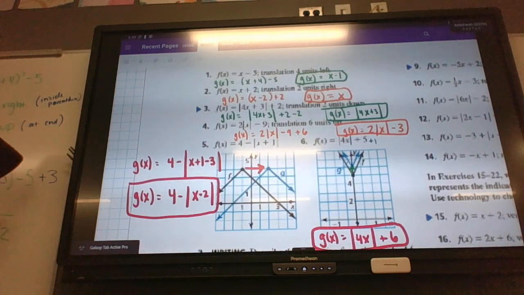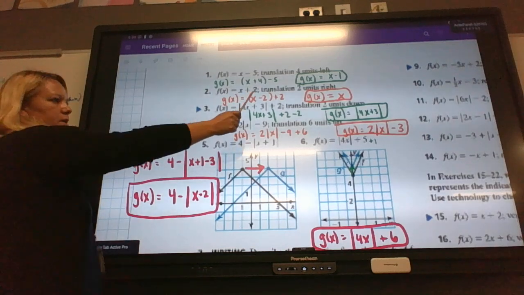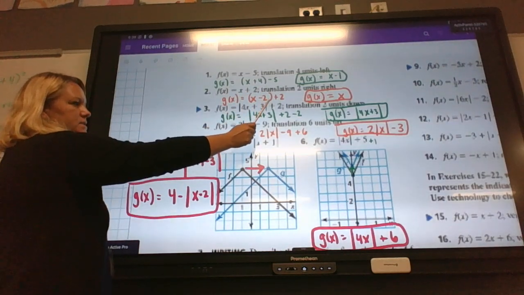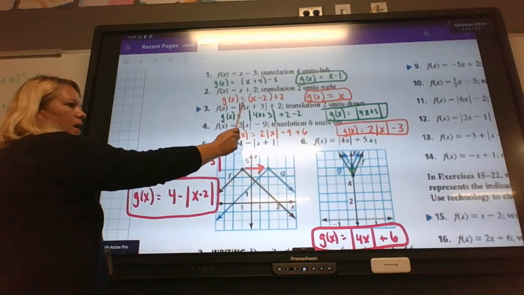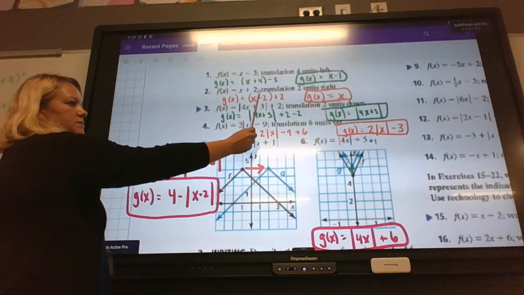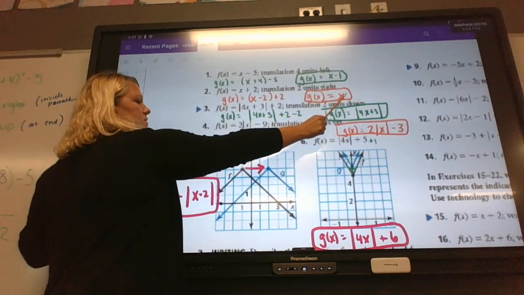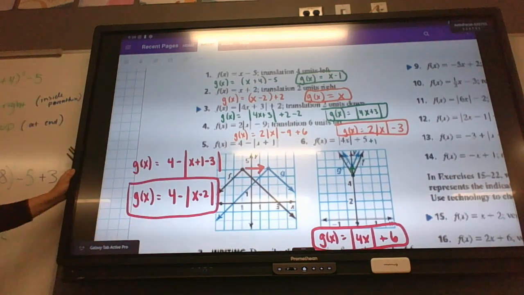And to go right, I would put that -2 in parentheses. And then you drop the parentheses, combine like terms. -2 plus 2 is 0. So that ends up right at the origin again.